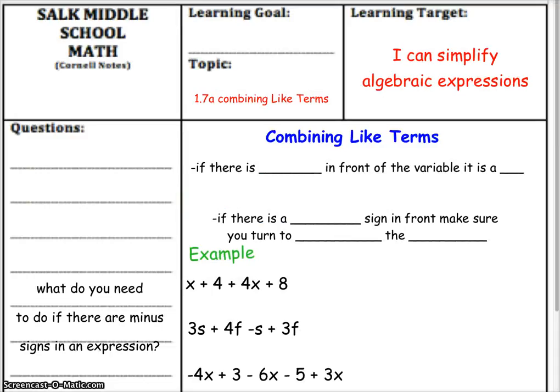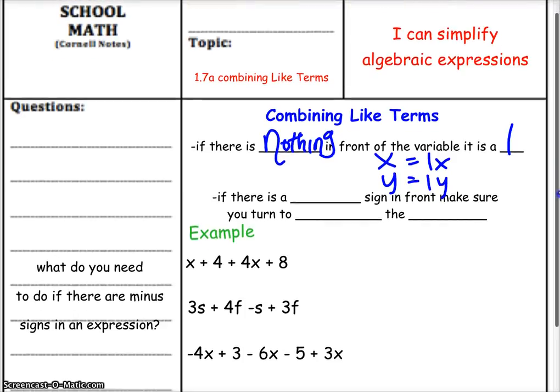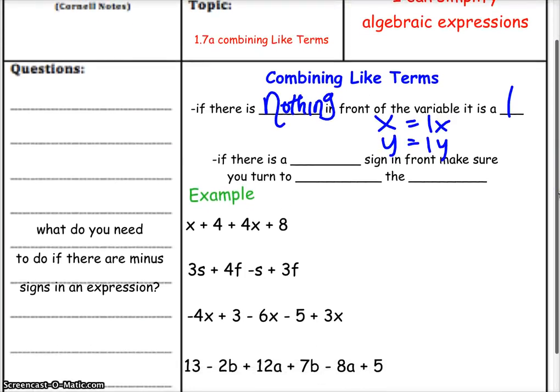Combining like terms. What you need to remember, if there's nothing in front of a variable, it's 1, not 0. So if the variable is all by its lonesome, it's a 1. For example, x is 1x. Y is 1y. Okay? If there is a minus sign, make sure you change it to plus a negative. So if there's a minus, change to plus the negative.